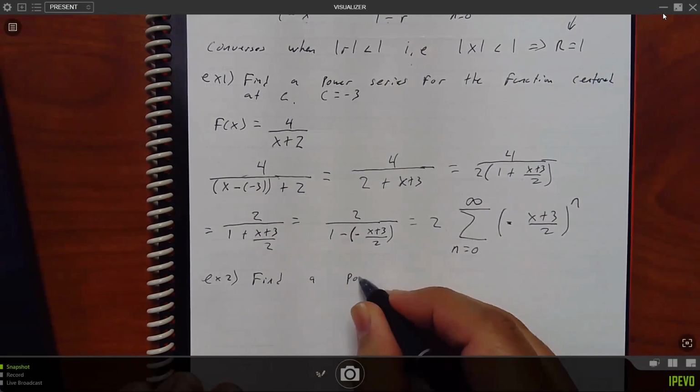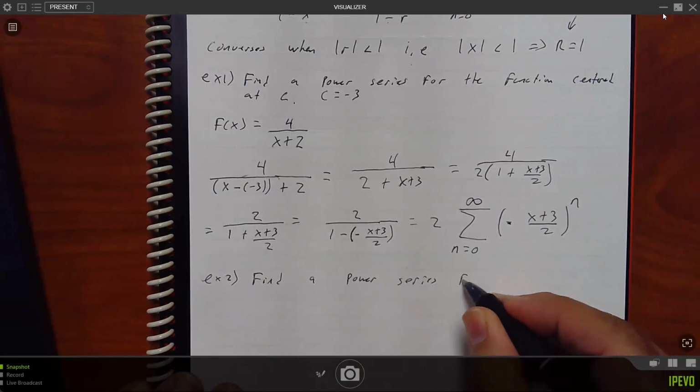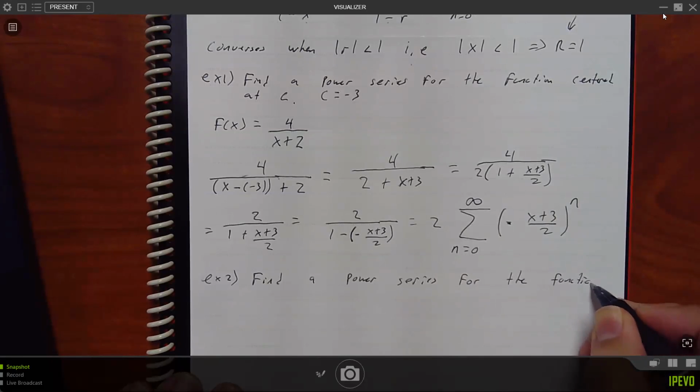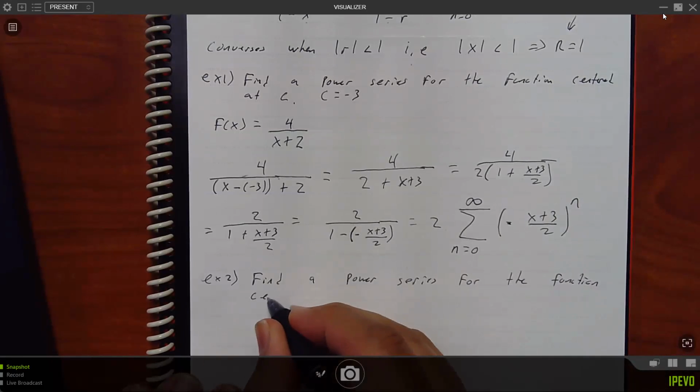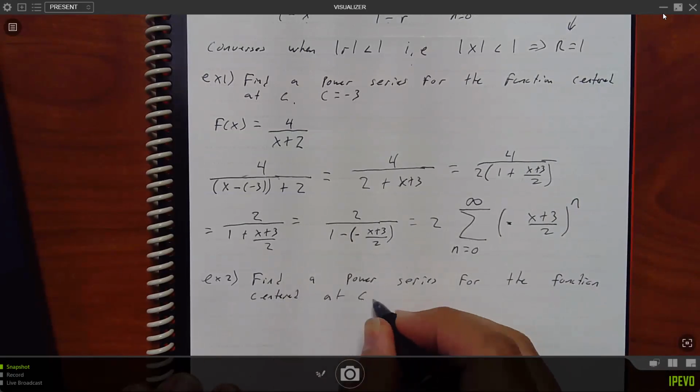Find a power series for the function centered at c.